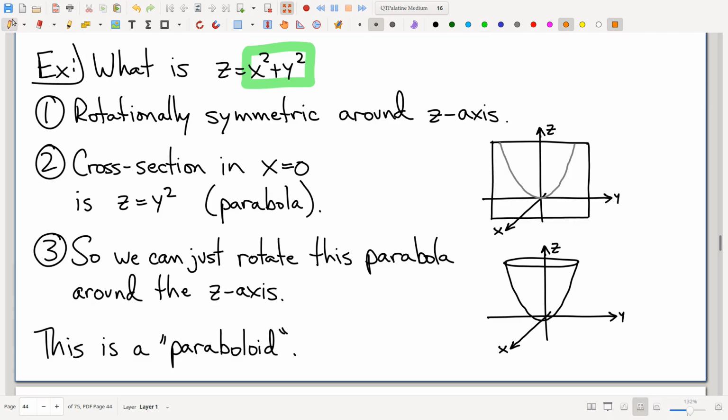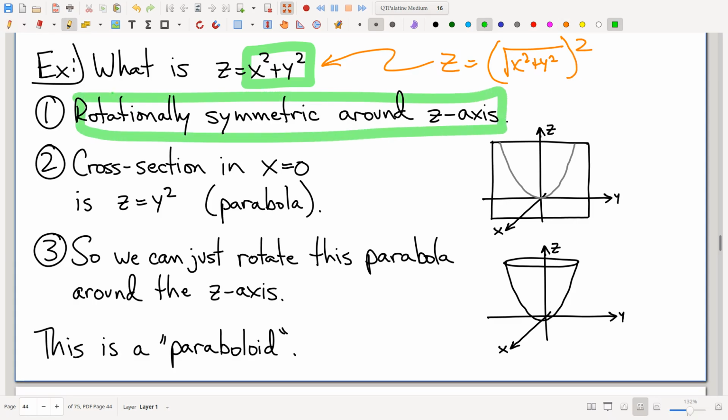Now, let me address a quick complaint. You might say, hey, that doesn't look right to me. Where's the square root? Okay, well, I can rewrite it as the square root of x squared plus y squared, squared. So x and y appear only in the special form. Is that cool? Everybody happy? All right, so that means that it is rotationally symmetric around the z-axis. I like to highlight the z-axis just as a reminder that everything I know about this surface, I can just rotate around and I'm still in business.